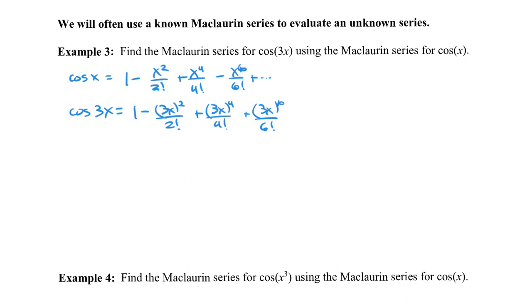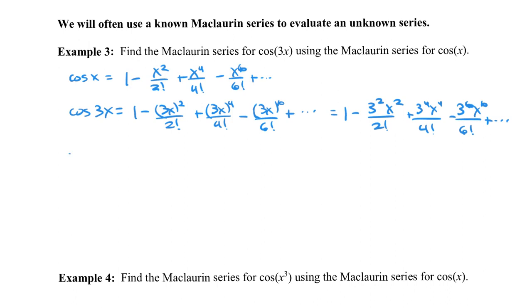Oh, wait a second. That's a minus, isn't it? Okay, let's get rid of that plus. That's a minus there. And then plus ... So if we wanted to clean that up, we could just say, okay, this is equal to 1 minus 3 squared x squared over 2 factorial plus 3 to the 4th x to the 4th over 4 factorial minus 3 to the 6 x to the 6 over 6 factorial plus ... Okay, so that's doing it with the expanded form.